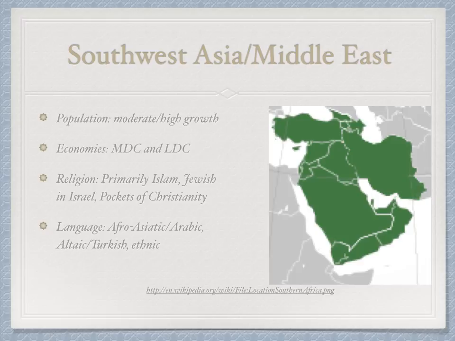Primarily Islam by a large amount, but you do have Israel, which is a Jewish state. Almost all the Jews in the Middle East are going to live in Israel, with pockets of Christianity and some other religions in places like Syria and Jordan. The primary languages are in the Afro-Asiatic family, which includes the Arabic branch, and also the Altaic, which includes Turkish. But you also have Iran, which is Farsi. It's an Indo-European language, and some other cultures as well. So that will do it for the Middle East.